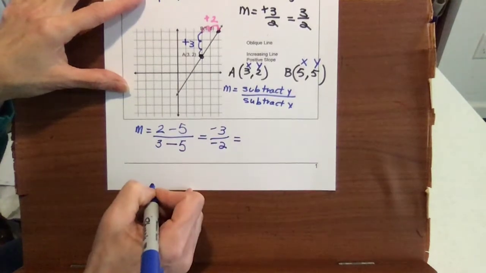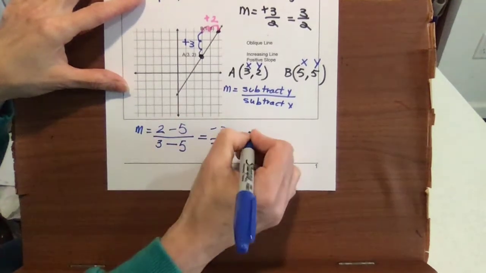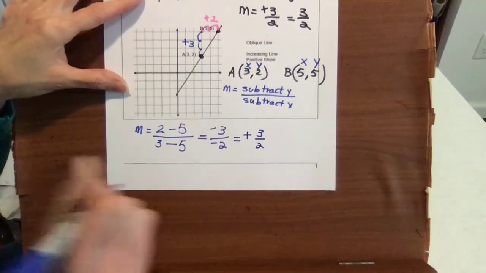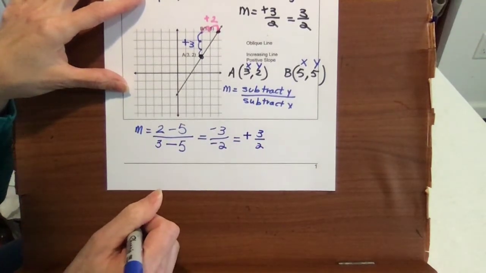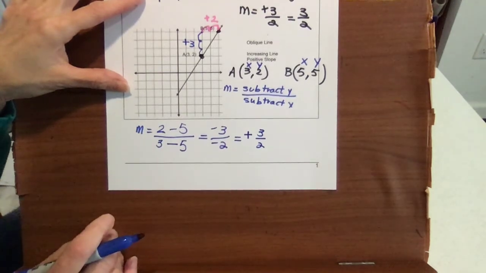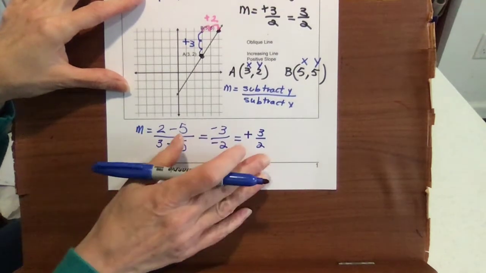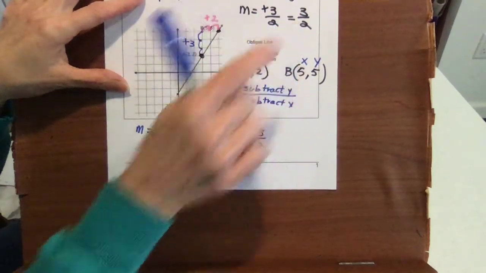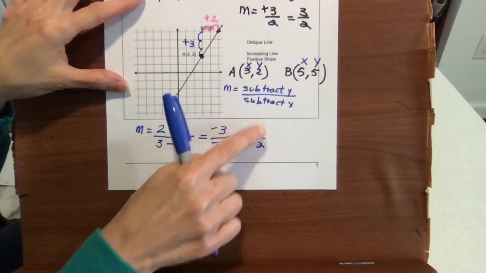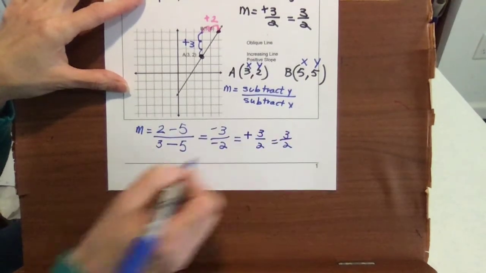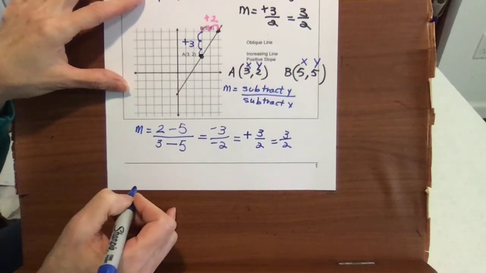Now you're going to simplify. A negative divided by a negative is a positive, and it is just 3 over 2. Never, never write your slope as a decimal. You always leave it as a fraction, in reduced form, and 3 over 2 is as reduced as it can get. So that is my slope. As you can see, when I counted my slope, it was 3 over 2, and when I calculate my slope, it is also 3 over 2. If you don't want to write the positive sign, you can leave it off and just write 3 over 2.